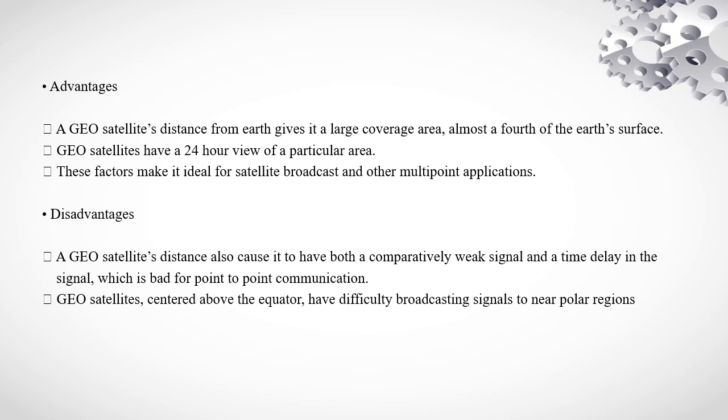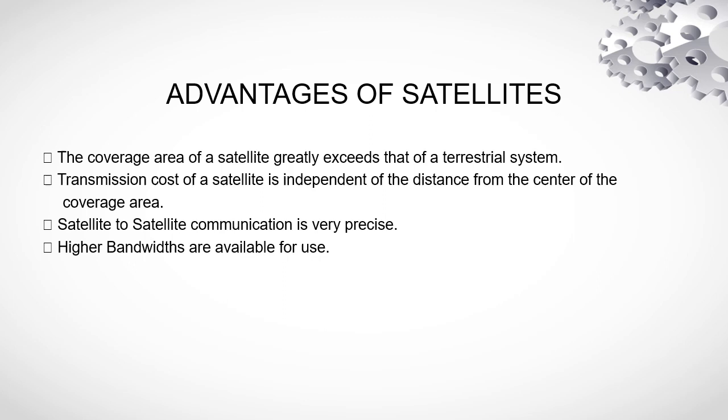So, as we have seen, how the orbit of a satellite works, its time period and its category, and also the frequency bands on which the data is being transmitted. Now at the last we see some of the advantages and disadvantages of the satellites. The advantages of satellites: the coverage area of a satellite greatly extends that of a terrestrial system.